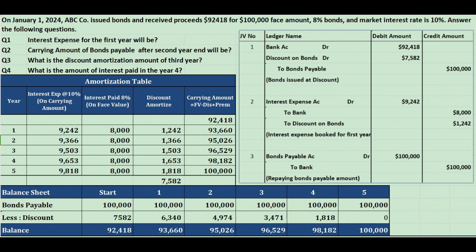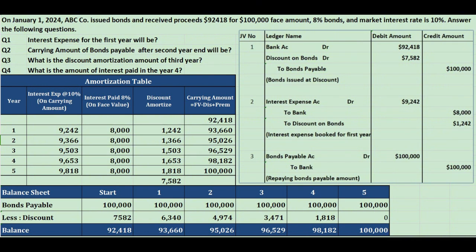Each year we pass entry of interest expense, which is at market interest rate and on carrying amount. In this case, first year interest expense is debited with $9,242 and company is paying only $8,000 interest, which is actual interest rate on face value. Like this, each year we book interest expense at 10% as shown in the table and pay actual interest $8,000, and the difference is credited to discount on bonds. Finally, at the end of period we pay back $100,000 as shown in the third entry.